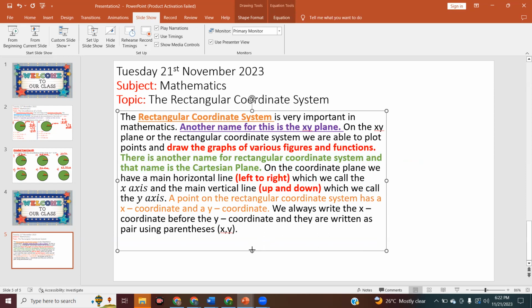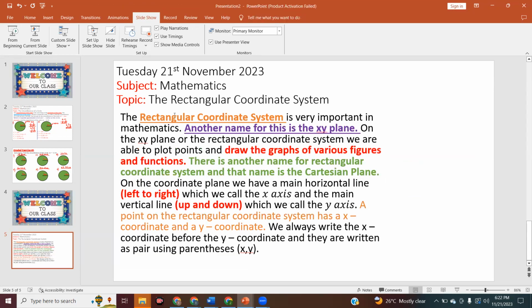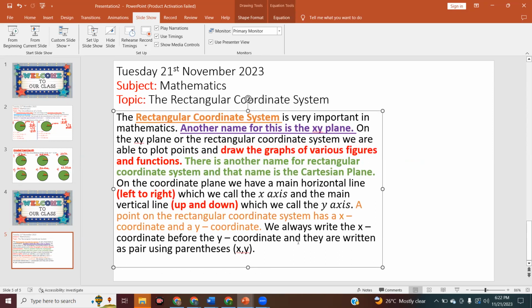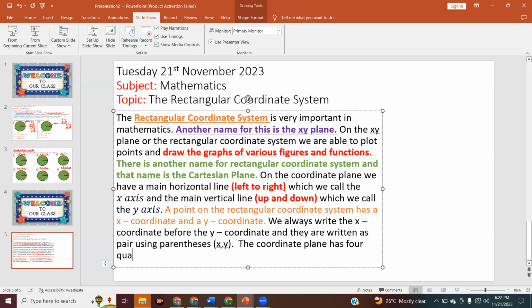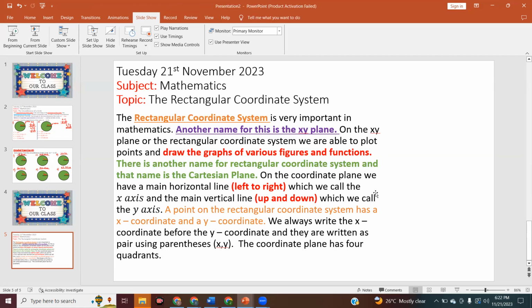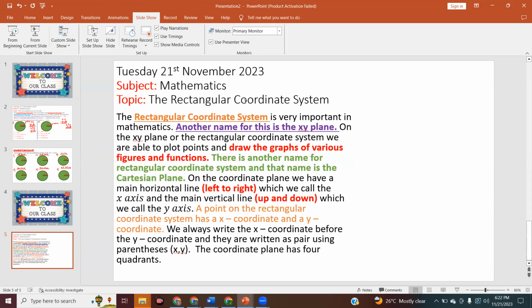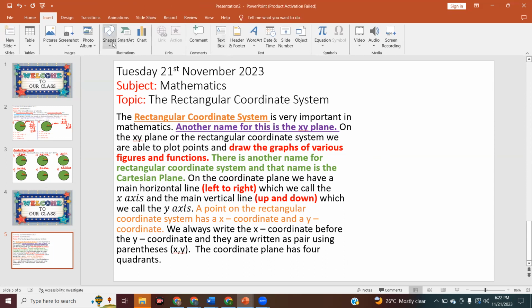All right, so let's do an example. Oh, by the way, I should mention that the coordinate plane has 4 quadrants. So the XY plane is divided into 4 quadrants by the 2 axes. So what we have here is this right here.